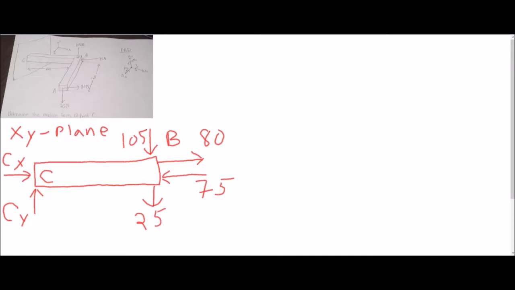And lastly, if you look in this direction, we would not be able to see the torque in the x or the moment in the y. The only thing in this direction we could see is the moment in the z. So we're going to put that as MZ.